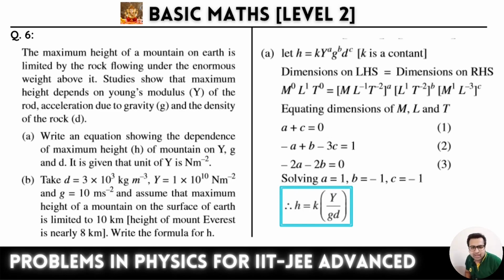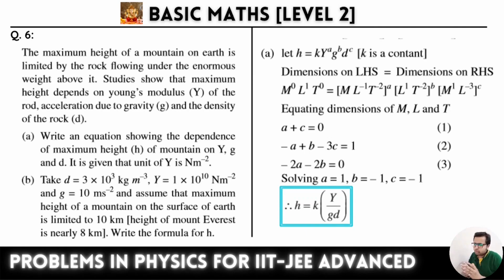So ML minus 3, because volume is L cubed. So M L minus 3 is the dimension of density. So M L minus 3 to the power of C. In this way, we derive the dimension of every quantity.